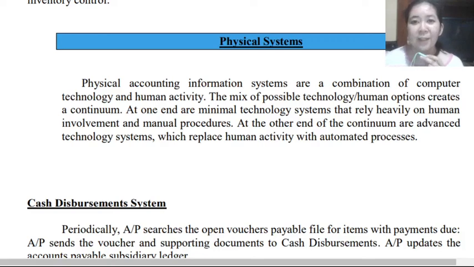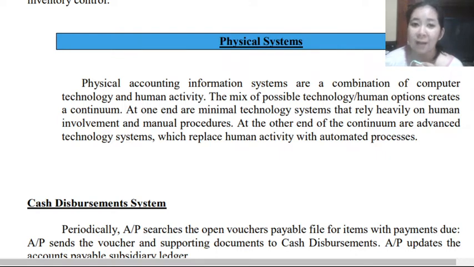Okay, so this next video lecture is still the continuation of our Module 5 for the expenditure cycle. So we are now in the physical system. The physical accounting information system is a combination of our computer technology and human activity. This is a mix of possible technology or human options which creates a continuum.